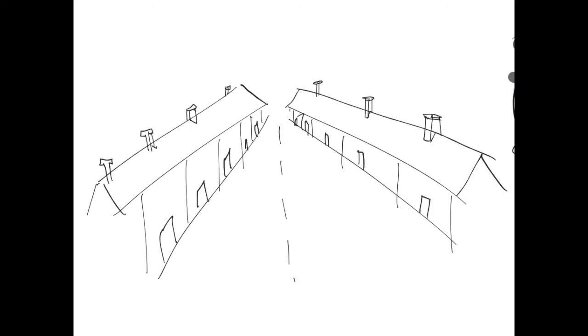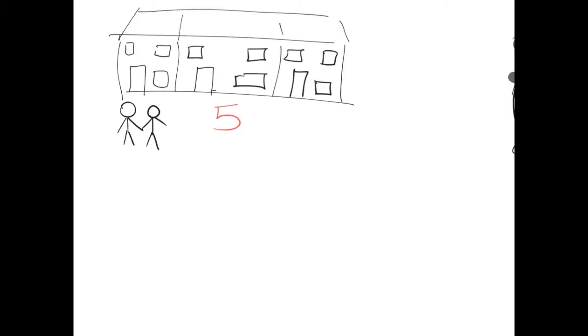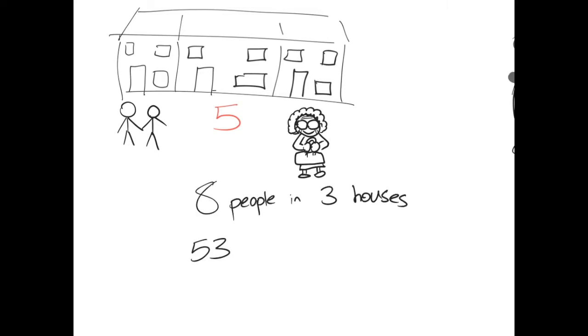Say, for example, you want to know how many people are living on your street. Perhaps you think, well, there's 5 people living in my house and there's 20 houses on the street, therefore there'd be 100 people living on my street. However, in this case, your sample size is 1 house out of 20. It might be the case that you live next door to a couple who don't have children. On the other side, there might be a little old lady who lives by herself. That means there's 8 people living in those 3 houses, and that you could calculate that there are 53 people living in the 20 houses in your street.